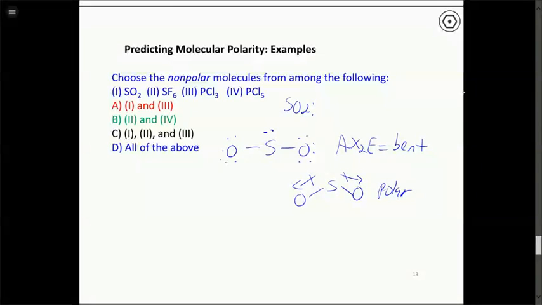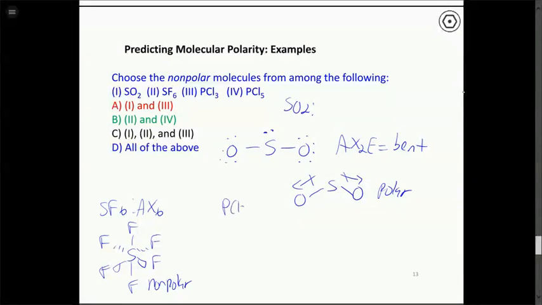For number 2, SF6, we saw that that one is going to be AX6. That's octahedral. And this one's going to be nonpolar, so that's one of our choices that's nonpolar. You have an AX6 molecule, no lone pairs.